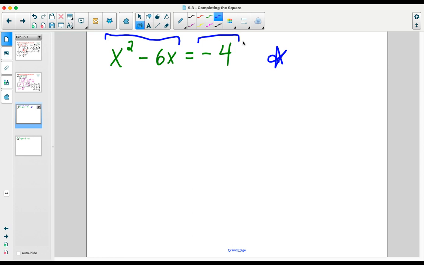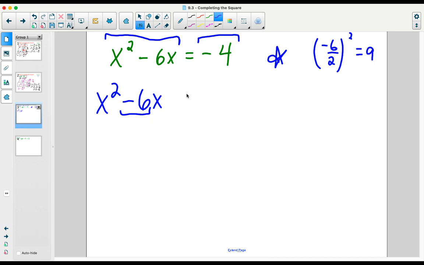Once that's done, it's on the left-hand side where we go through the process of completing the square. We look at that linear term, which has a coefficient of -6, and we'll say -6 divided by 2 squared, that is equal to 9, and a plus 9 is the factor we will use to complete the square.